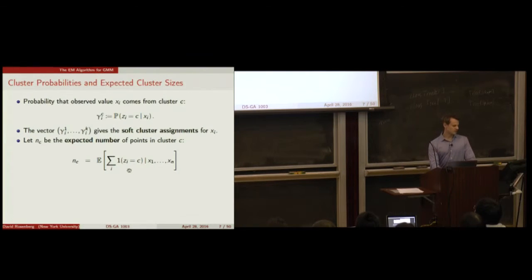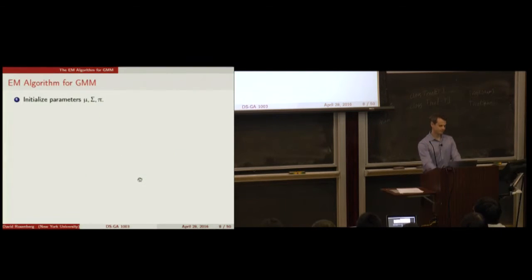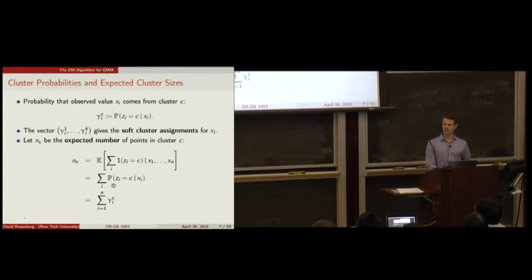that are actually from cluster C. But we don't observe this, but we can take the expectation of that conditioned on the data that we do observe. And then expectation of a sum is the sum of the expectations, right? And then expectation of an indicator function is the probability of the event in the indicator, exactly. Good. So the sum over i is the probability that zi is equal to c given xi. And this, of course, is just gamma IC. So this is how we get n sub c.